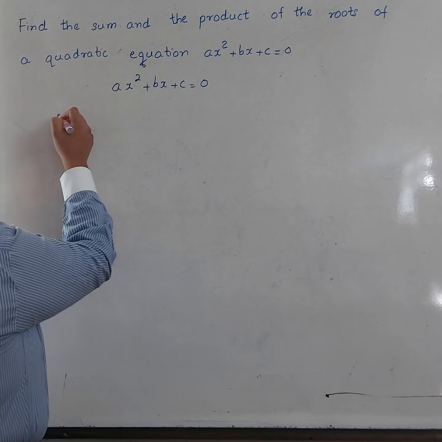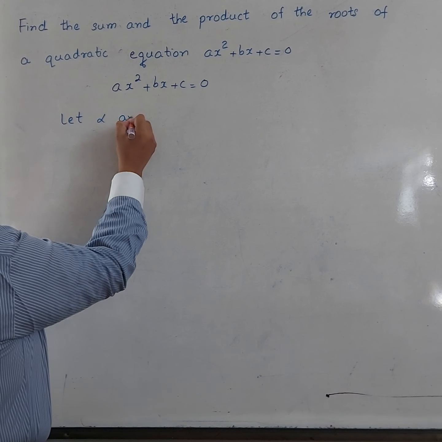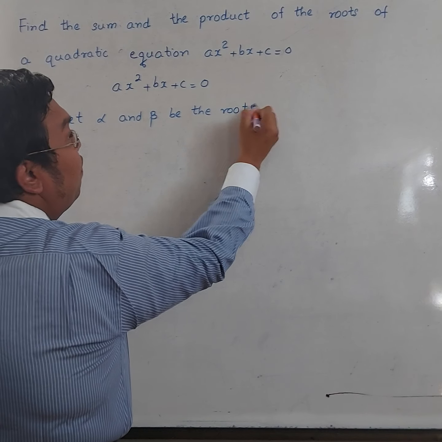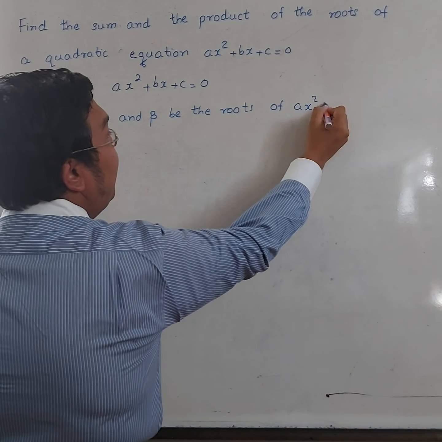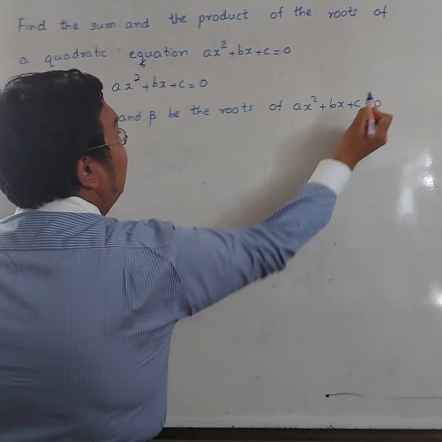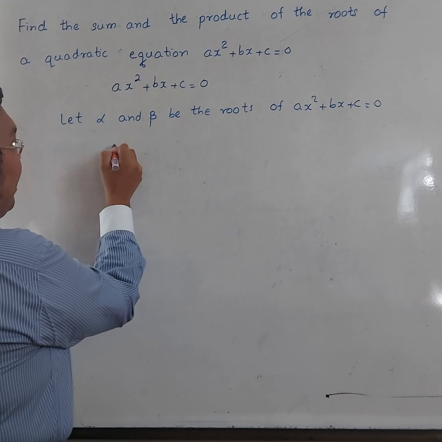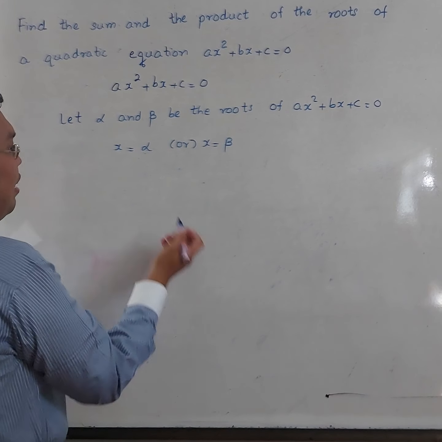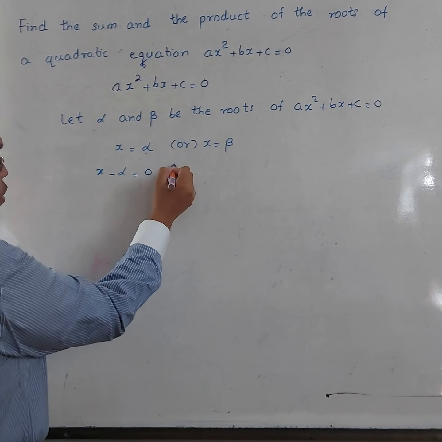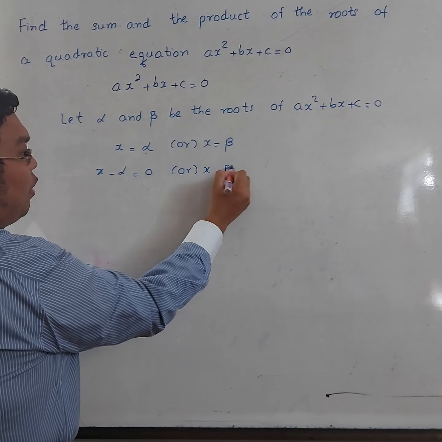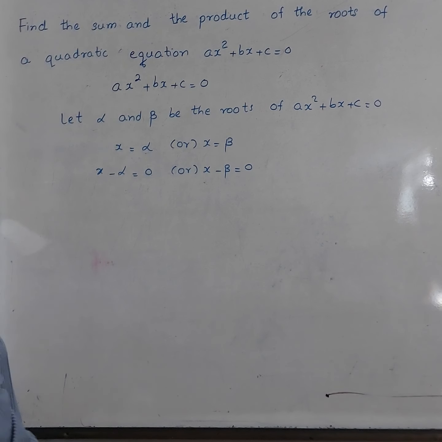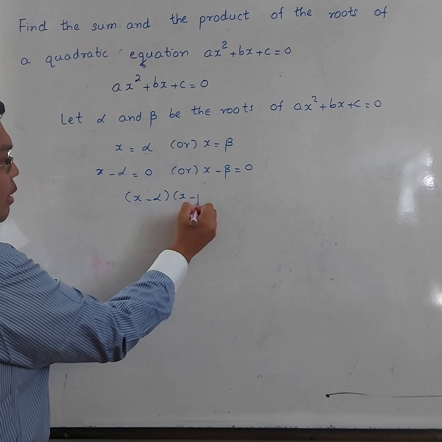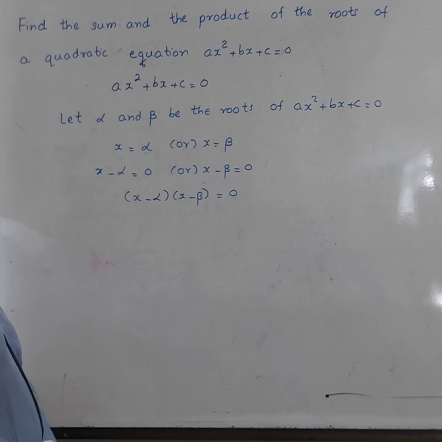So let alpha and beta be the roots of ax squared plus bx plus c equal to 0. And so x will be equal to alpha or x will be equal to beta. Again, x minus alpha equal to 0 or x minus beta equal to 0. So x minus alpha multiplied by x minus beta equal to 0.